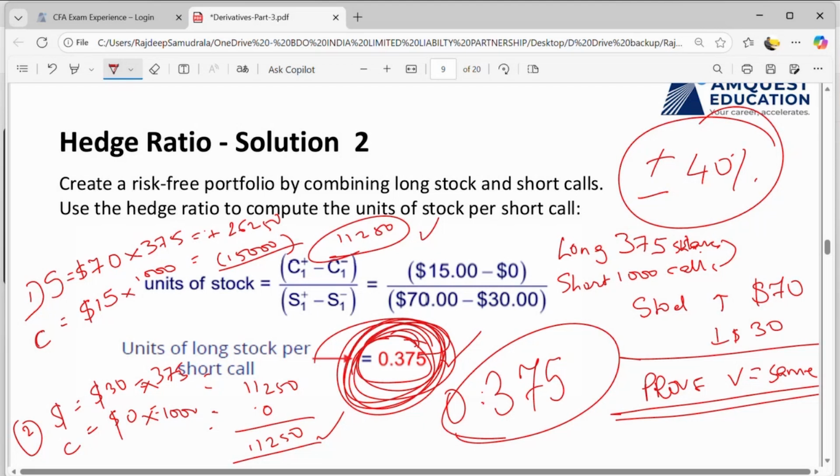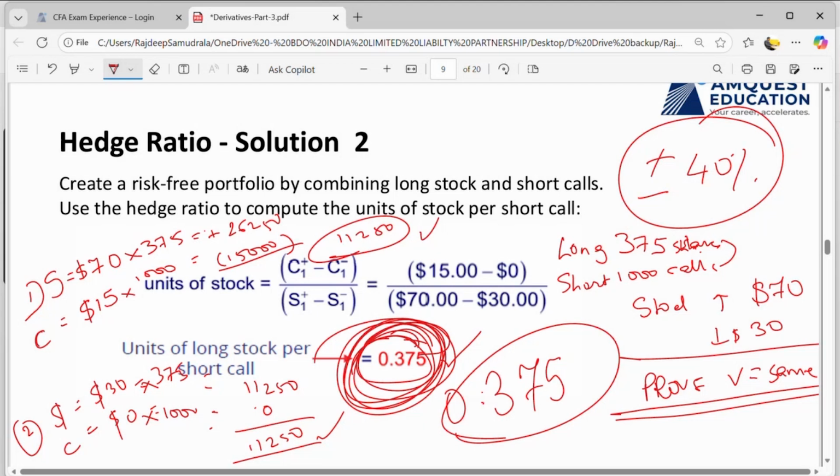Understood? But obviously the problem in this is, what if it goes up by 30%? If you computed for 40, then it will work only for 40. It will not work in 30, 20 or 50. So the hedge ratio is usable only when the up and down movement is within a parameter that you are comfortable with. Got it? Clear? Good.